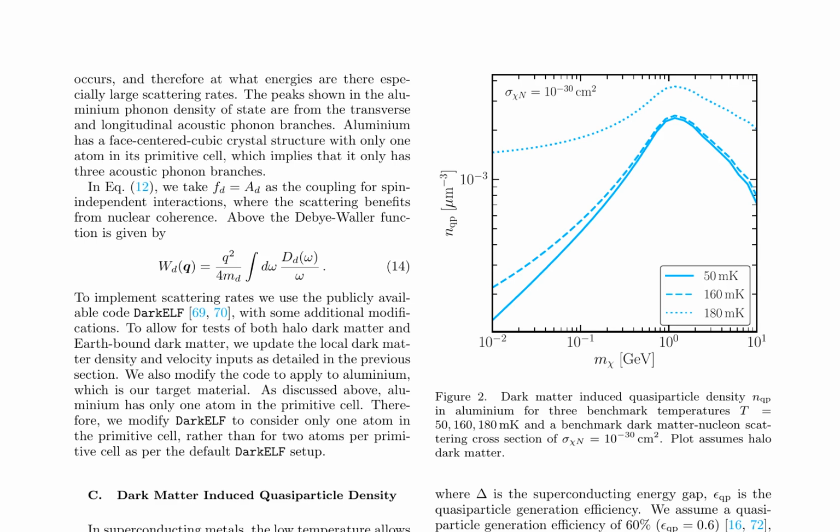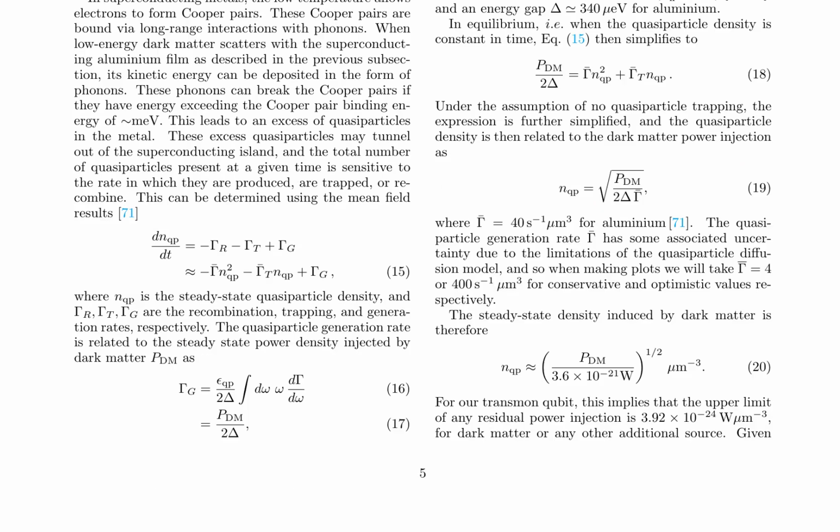Here is a combined summary of pages 5-8 of the research paper. The authors investigate the possibility of using superconducting materials, specifically aluminum, to detect dark matter. They employ the DarkELF code, modified for a single atom in the primitive cell, to calculate the dark matter-induced quasiparticle density in aluminum. The authors assume a quasiparticle generation efficiency of 60% and an energy gap of approximately 340 micro-eV for aluminum. They find that the quasiparticle density is related to the dark matter power injection and plot the dark matter-induced quasiparticle density in aluminum for 3 benchmark temperatures.